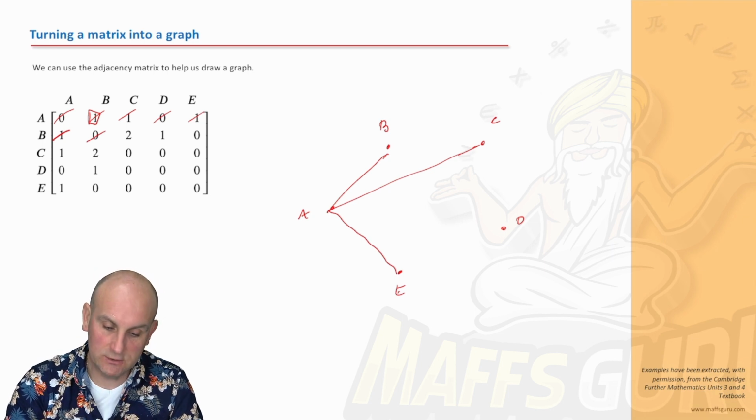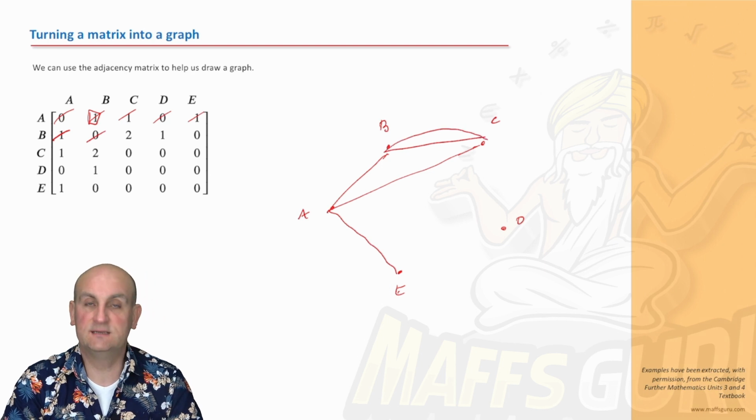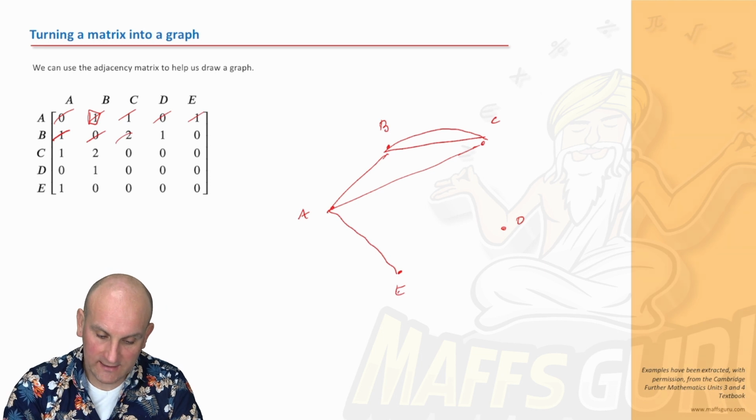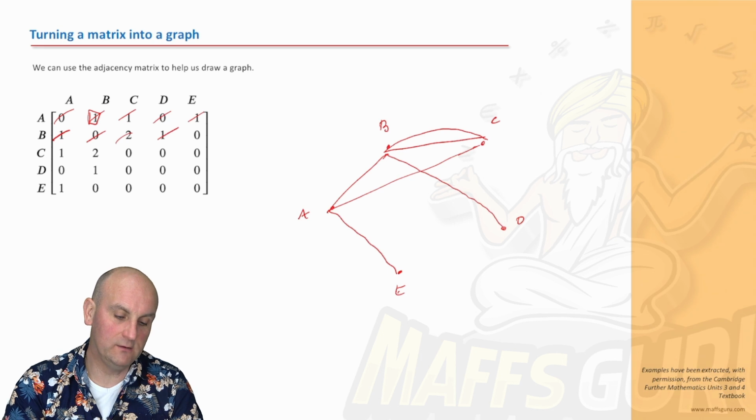B to C, there's 2 connections. So there's a B to C there, and we can do another B to C there. B to D, there is 1 connection. Now again, let's just cross this over. We don't really like it. B to E, no connection.